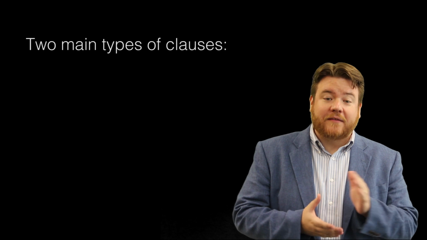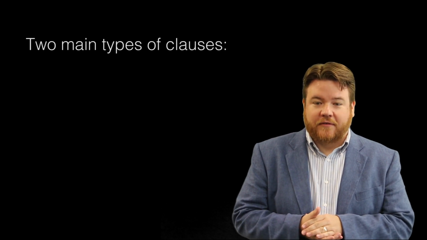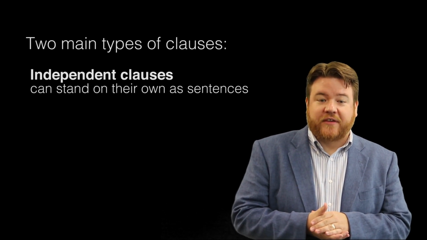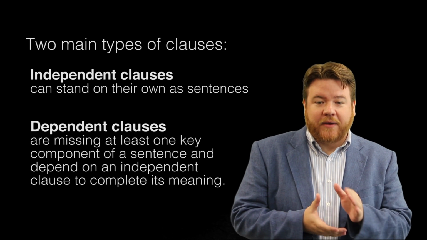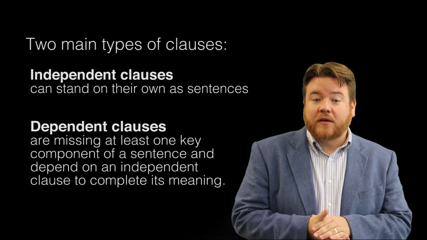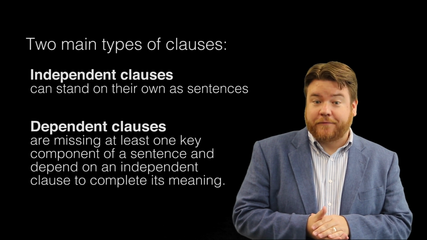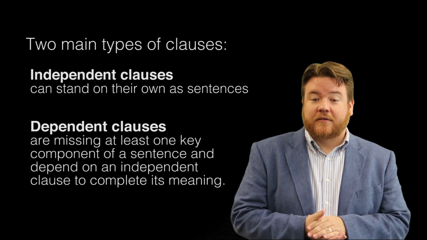Sentences are not born fully formed. They don't pop into existence on their own and jump onto the pages of papers directly from students' minds. Sentences are built. Much like anything else, sentences are comprised of smaller pieces. The smallest of these pieces are words, which when combined into small groups form clauses. There are two main types of clauses used to construct sentences: independent clauses, which can stand on their own as sentences, and dependent clauses, which are missing at least one key component of a sentence, and therefore depend on another clause to complete their meaning.